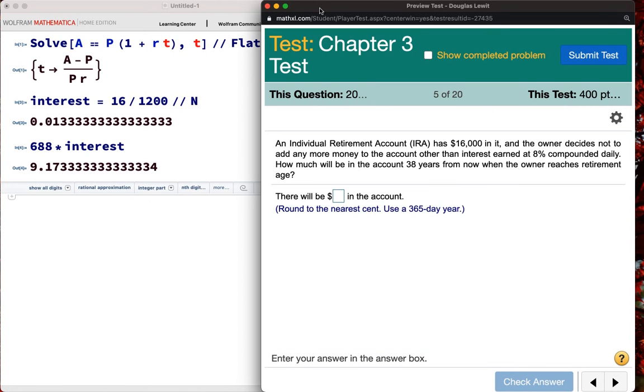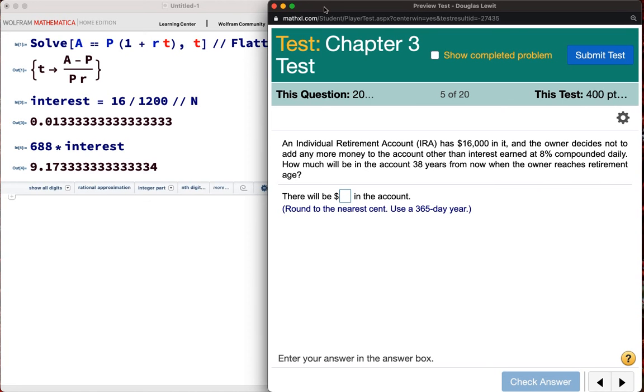Okay. An individual retirement account, or IRA, has $16,000 in it. And the owner decides not to add any more money to the account other than interest earned at 8% compounded daily. How much will be in the account 38 years from now when the owner reaches retirement age?